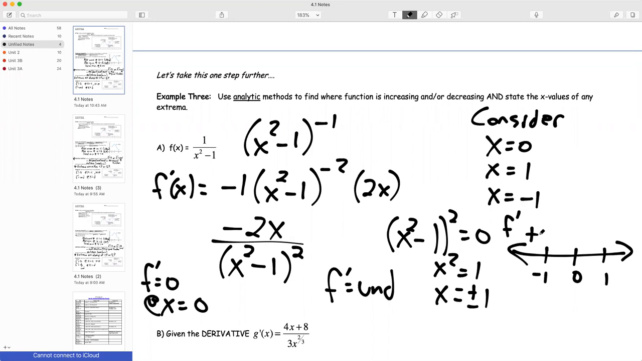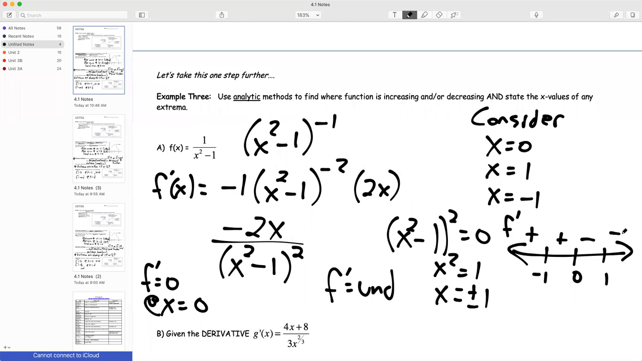If I pick a point between negative 1 and 0, let's say negative 1/2, and I plug it into the numerator, I've got negative 2 times negative 1/2. That is also positive. All we care about is the sign, nothing else. So if I pick a point between 0 and 1, 1/2, that is going to be negative. Negative 2 times 1/2 is negative. And if I pick a point on the other side of 1, let's say 38 million, and plug it in for x, that's going to be negative. So I got plus, plus, minus, minus.